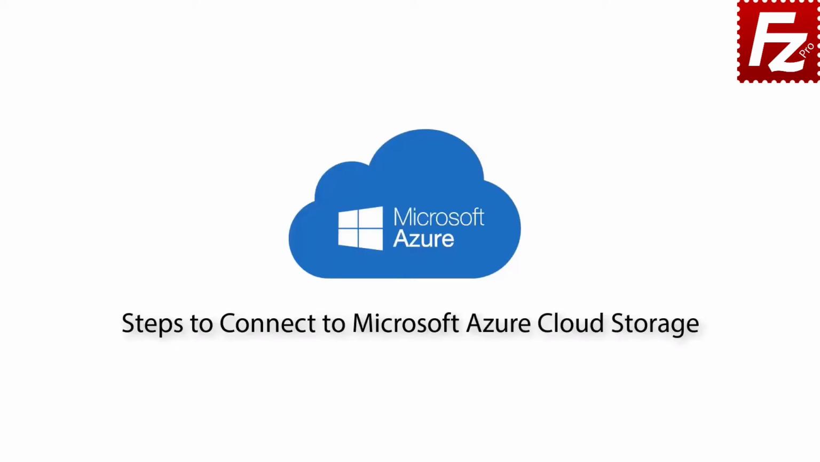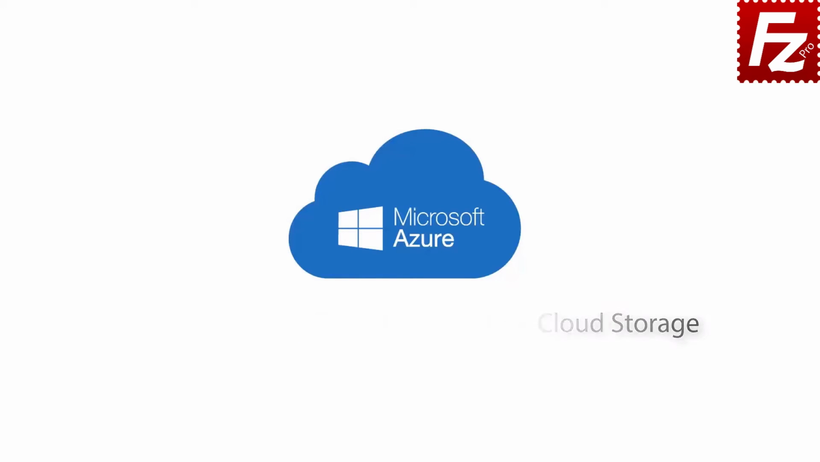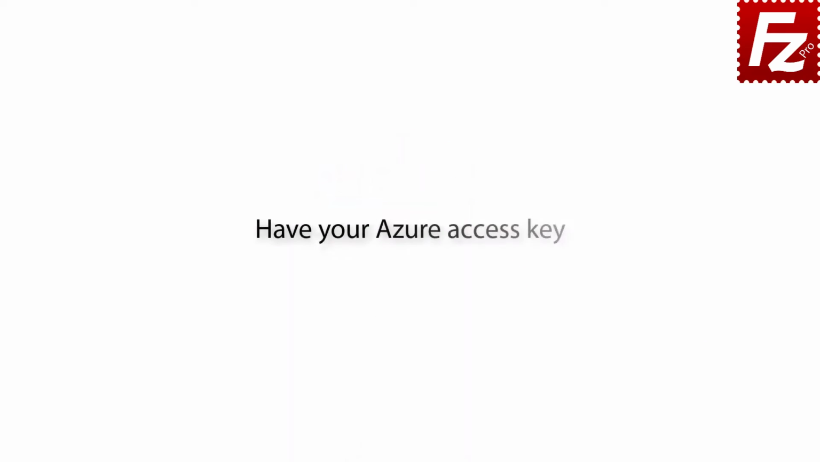In this tutorial, you will learn how to configure FileZilla Pro to connect to Microsoft Azure Cloud Storage services. FileZilla Pro has support for both file and blob Azure storage types. Before we start, please make sure you have an access key. You will need it in order to continue. You can get it from the Microsoft Azure Dashboard Portal website. Just click on the link to the dashboard website you find in the video description.